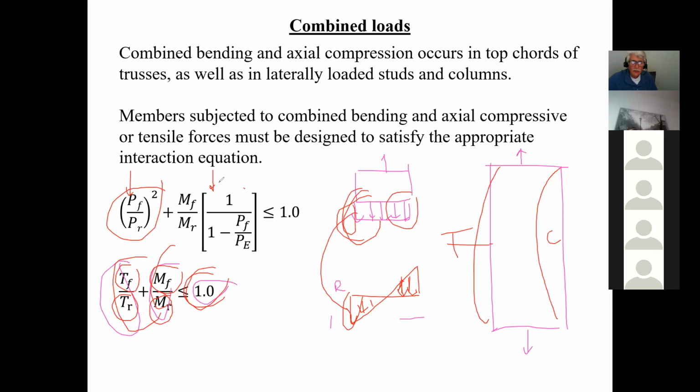And all this does is amplify the additional moment that is created by the fact that the axial force is no longer acting on the centroid of the member. And that's all this is. It looks very complicated, but when you start realizing what's happening, it makes a lot of sense. So that's what that is, okay?